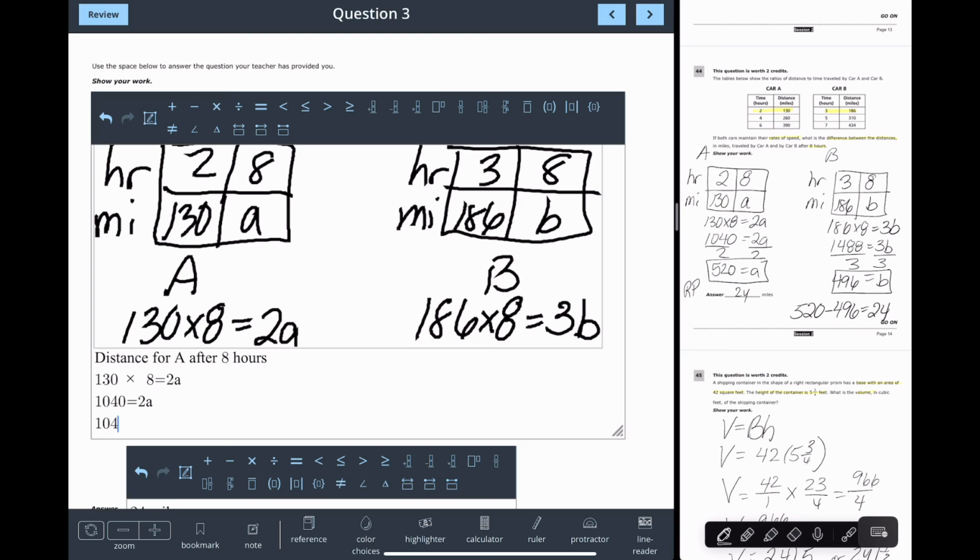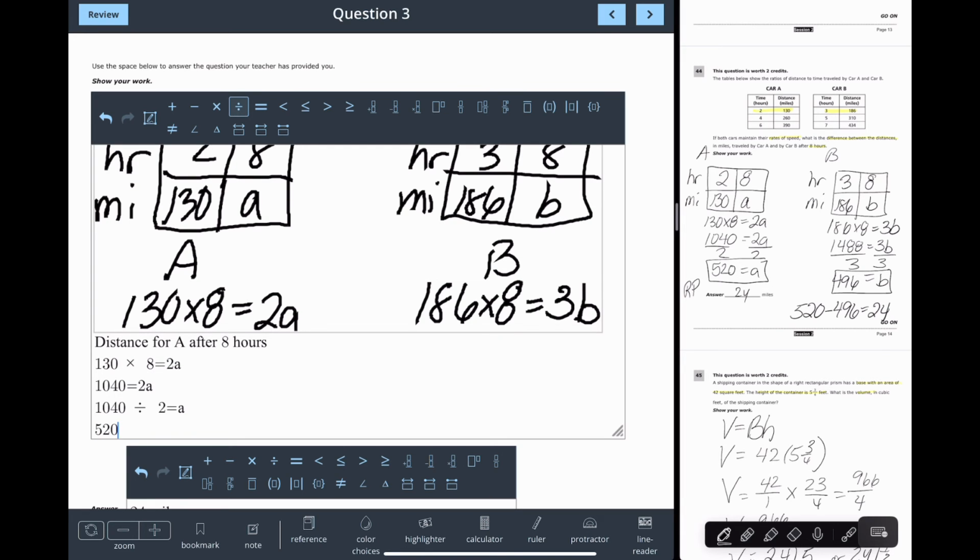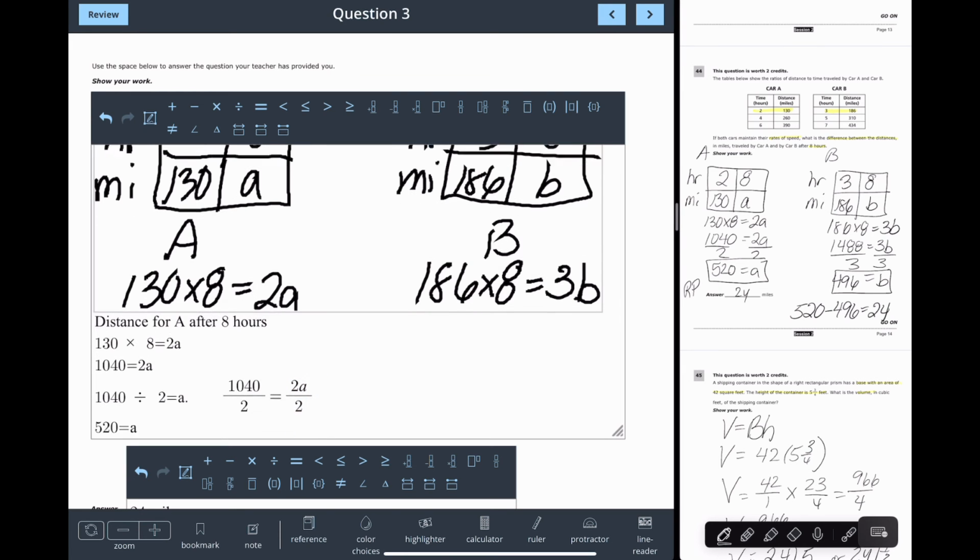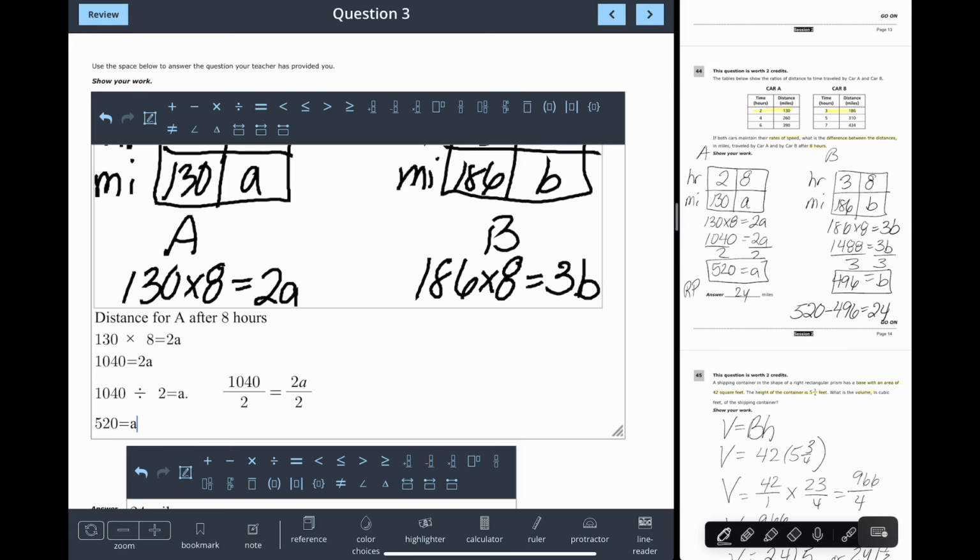You could either do 1040 divided by 2 is equal to A, and then just say 520 is equal to A. You could do that. Or you can type it in as a fraction: 1040 divided by 2 is equal to, and then I would just do the same thing on the other side, 2A divided by 2. And that's still going to give you 520 equals A.